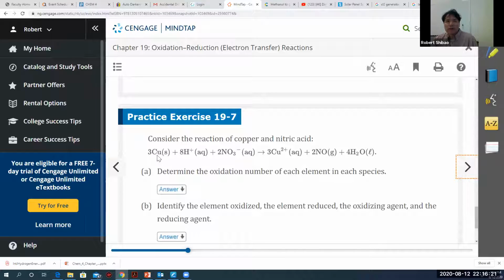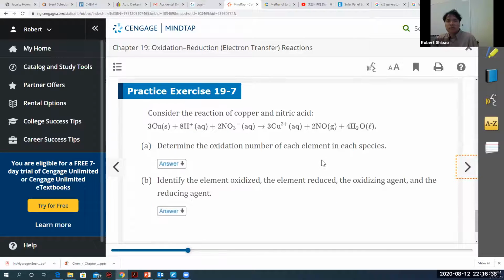The copper metal is being oxidized here, and the copper metal is the reducing agent. The reducing agent gets oxidized in the process, going to copper 2, and the oxidizing agent gets reduced in the process, going to NO.